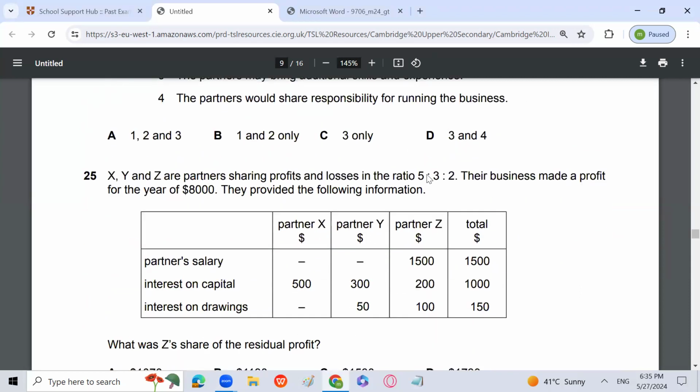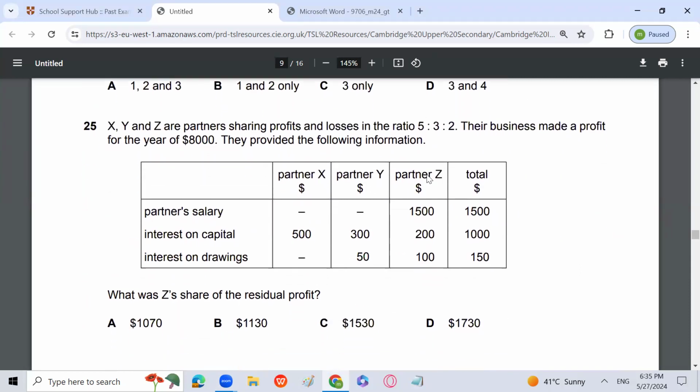D is the answer. X, Y, and Z are sharing profit in the ratio of 5:3:2. Their business made a profit for the year of 8,000. They provide the following information. What was the Z share of residual profit? It's quite easy, beta. Partner's salary, interest on capital, interest on drawing is given. Profit for the year is also given, 8,000. Add interest on drawing, less salary, less interest on capital. You will get the answer, and then you can divide it.